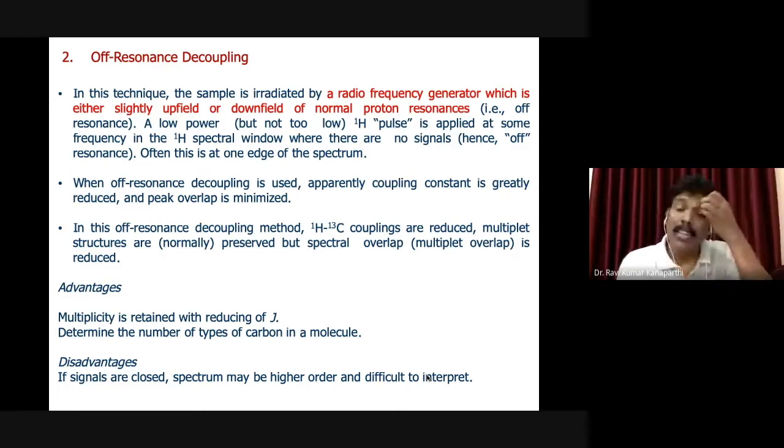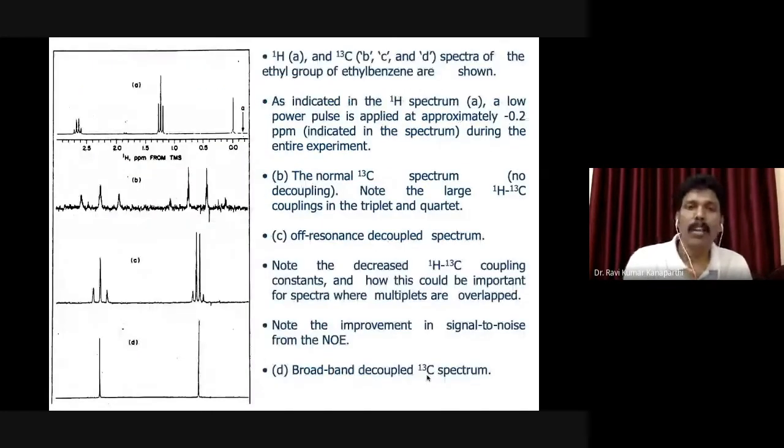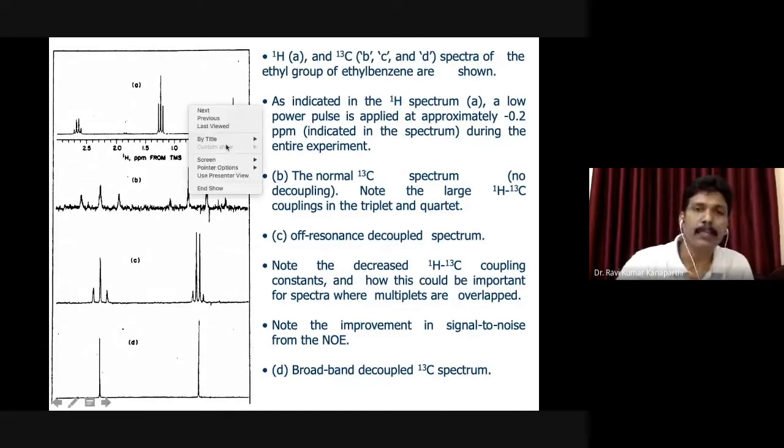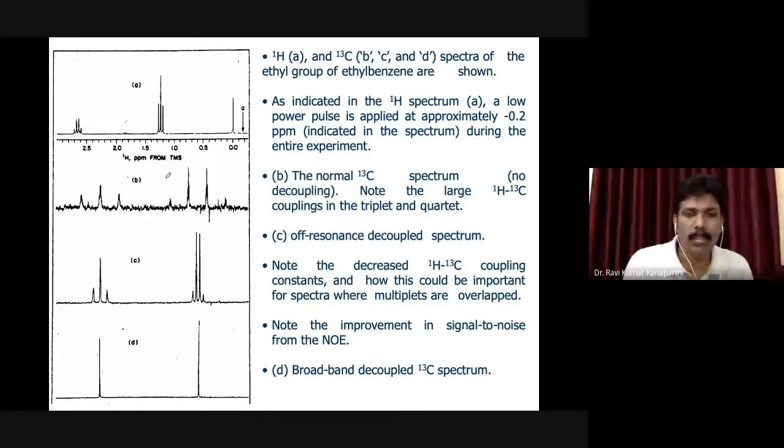So in those situations, since we don't know what exactly is the neighbor of a particular carbon, this off resonance will help you to resolve that problem. Okay, so let me explain with an example. As you can see on the left-hand side, sorry, this is the comparative NMR spectrum of ethyl benzene.